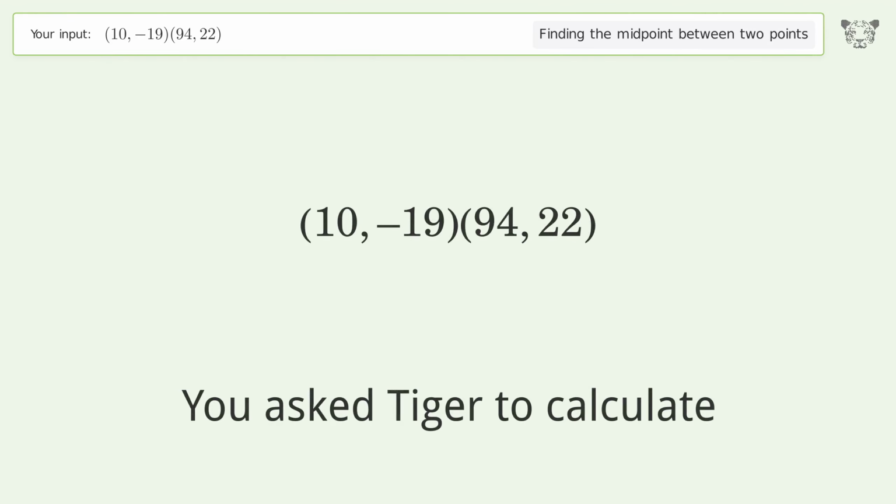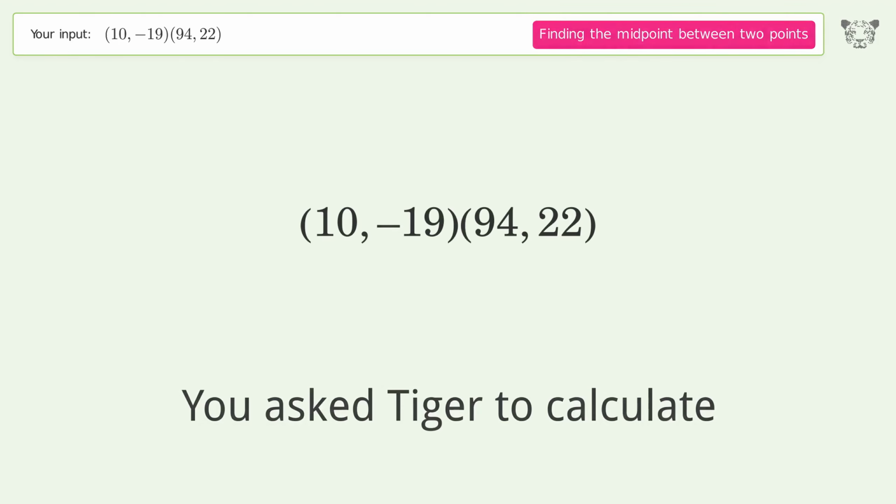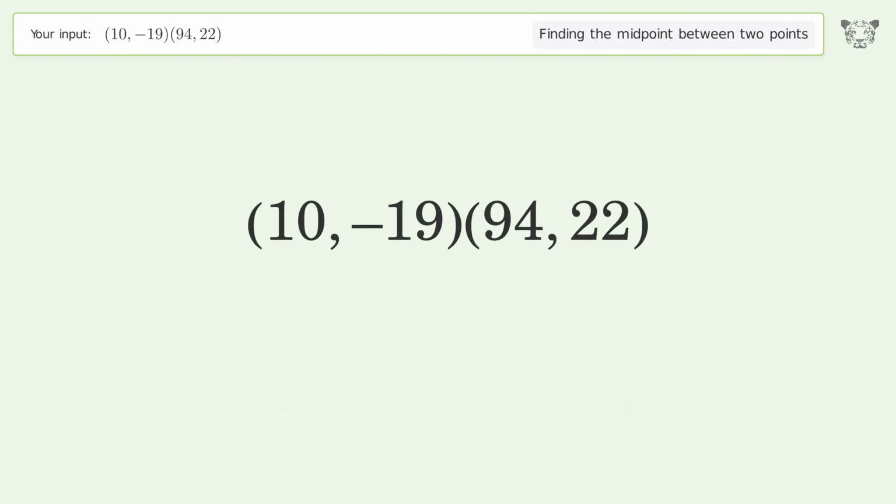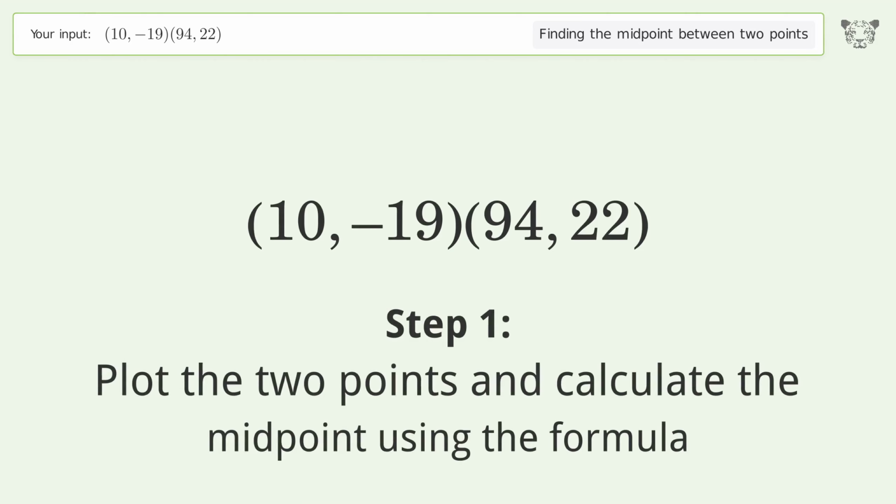You ask Tiger to calculate. This deals with finding the midpoint between 2 points. The midpoint between the 2 points is 52, 1.5. Let's solve it step by step. Plot the 2 points and calculate the midpoint using the formula.